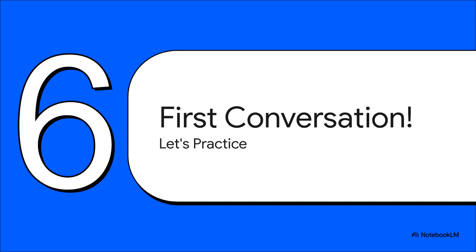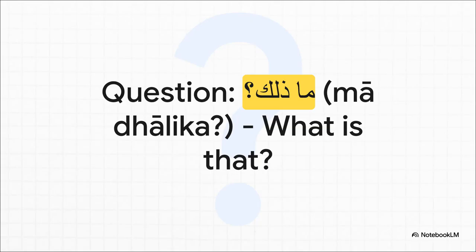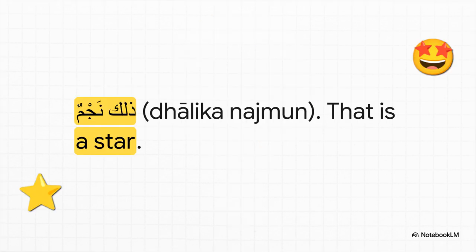So let's put it all together. You've learned all the individual pieces. Now let's see how they all click together in a little mini conversation. Time to practice. Okay, first question for you. You see something far off in the distance, and you don't know what it is. How do you ask? Ma dhalika? What is that? And the answer comes back, dhalika najmun. That is a star. See, we're using dhalika because the star is far away, and najmun for a star.